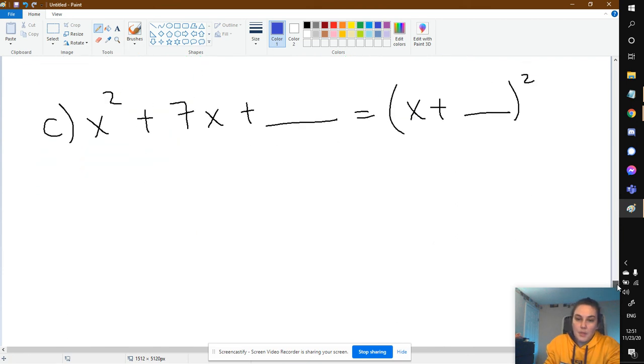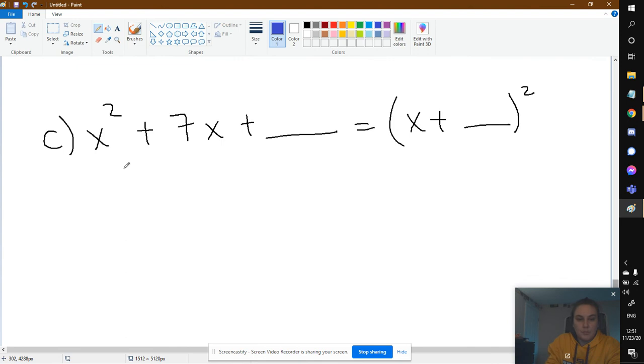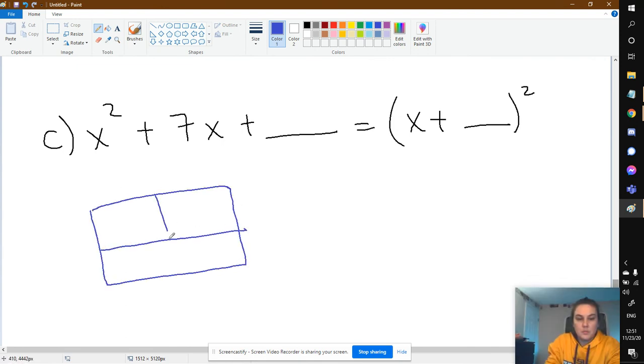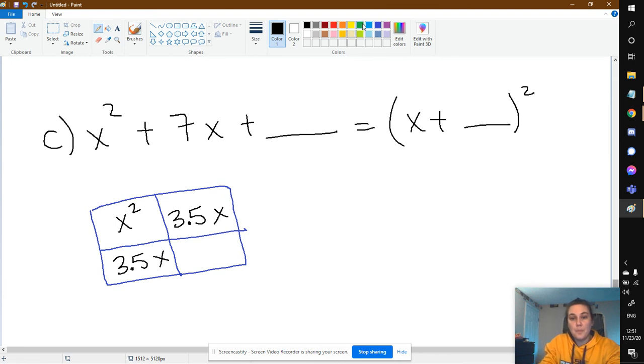Let's try one more time. This is the hardest one we'll do. We fill out the box with our first term, and then half of this in each. Half of 7 is 3.5. The same steps, there's just going to be decimals.